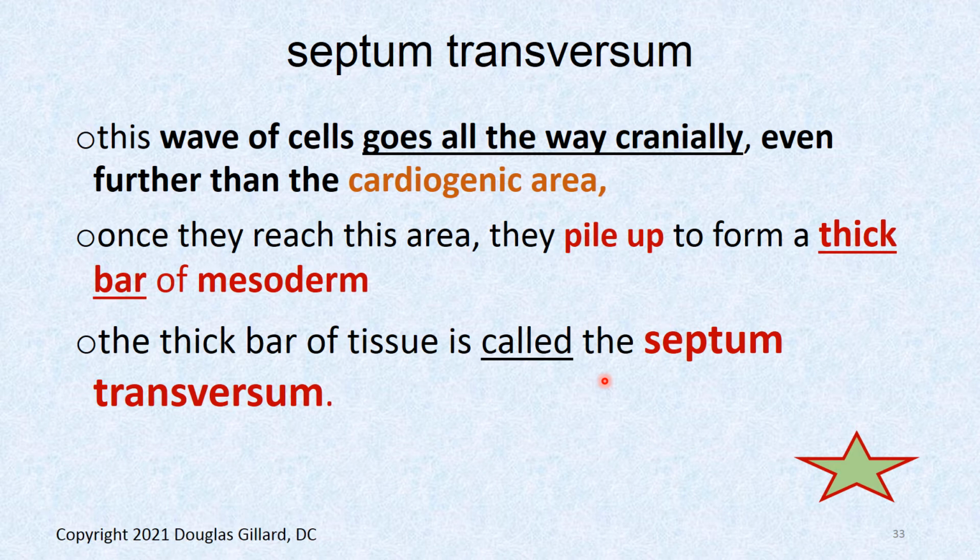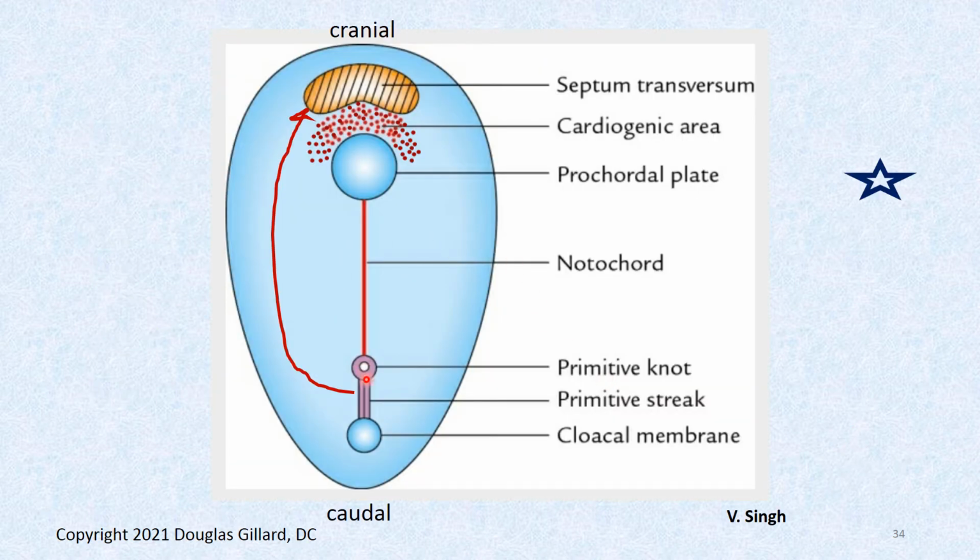Plus the trilaminar disc is growing in a cranial to caudal direction. But they go even further than the cardiogenic area, and they pile up way toward where the head's going to be, and they become something called the septum transversum. Septum transversum. So here they are. The primitive streak is almost gone.